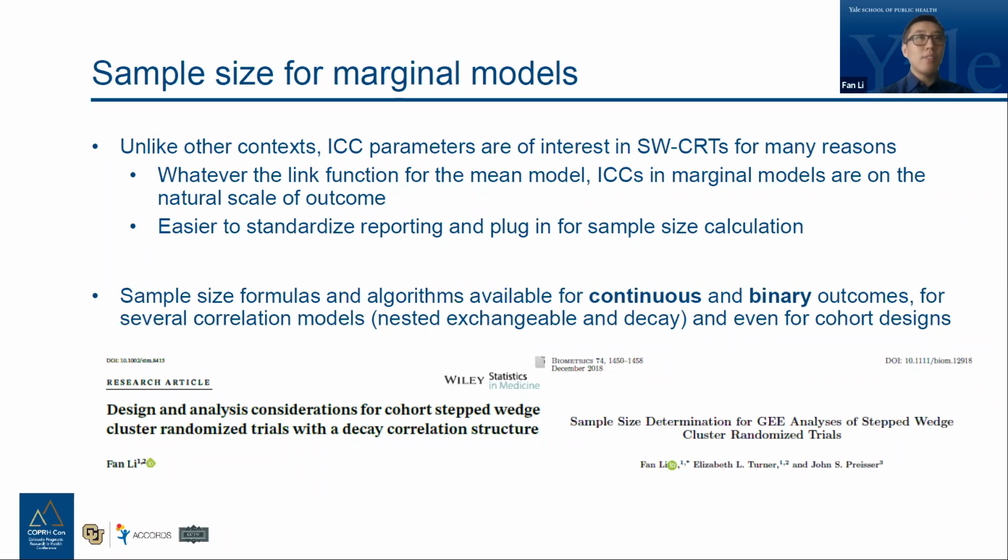And to this end, there have been sample size formulas and algorithms that were developed for continuous and binary outcomes for several correlation models, including the nested exchangeable models, as well as the models with a decay component, and even their extensions for cohort designs, as shown in the two references listed in the slide.